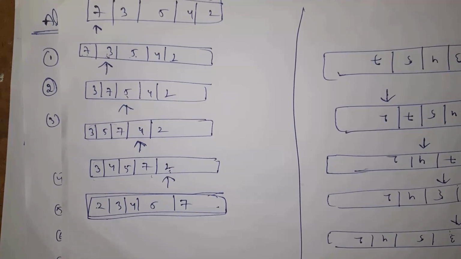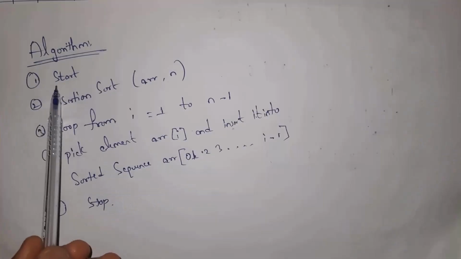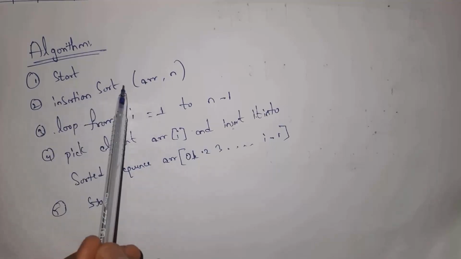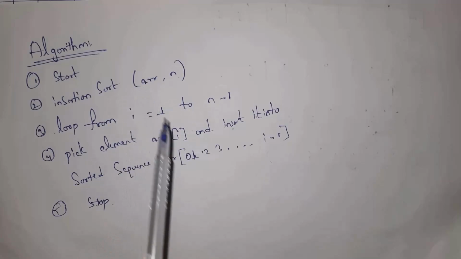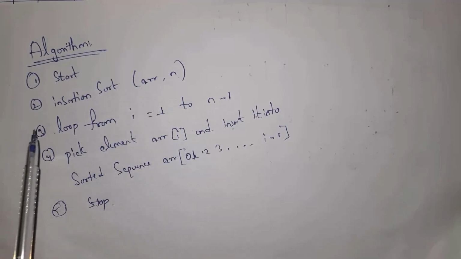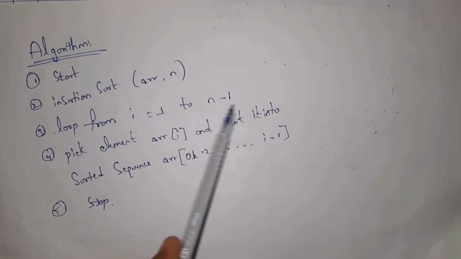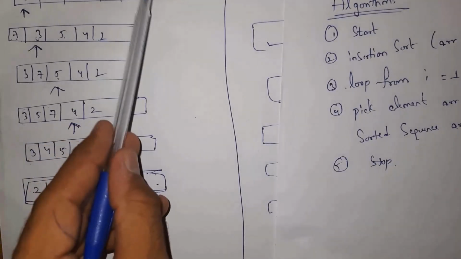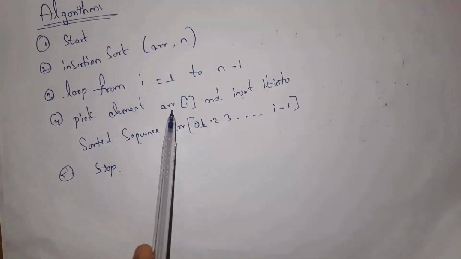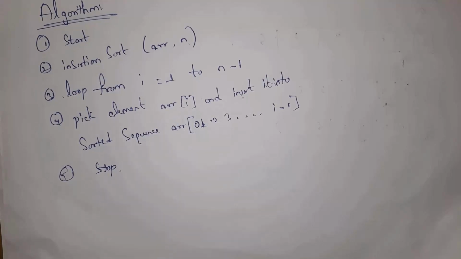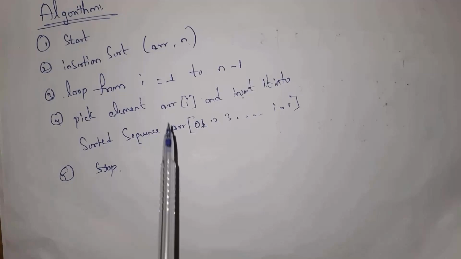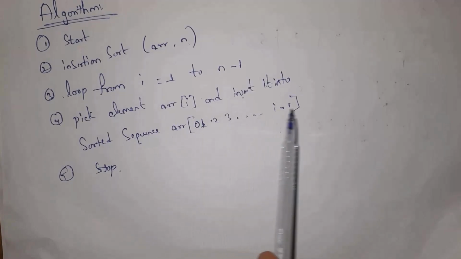Now I will explain the algorithm for insertion sort. Here step 1 is start and step 2 is insertion sort of array, comma, n. That means we are performing insertion sort on n number of elements in an array. And step 3 is from i equal to 1 to n minus 1, that is from the starting element to the ending element, pick element array of i. That means we need to pick a particular element and then insert that element into the sorted sequence, that is 0, 1, 2, 3, and so on up to i minus 1.